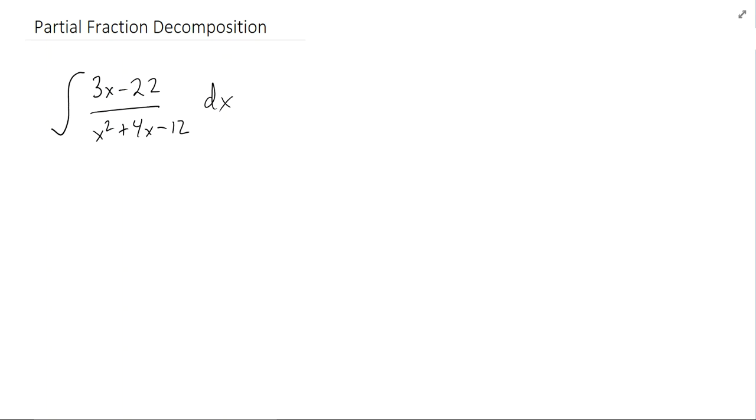want to do is, if we notice that the denominator factors, and all polynomial denominators will factor, I want to take that polynomial, 3x minus 22, over, I'm going to go ahead and factor the denominator. It should factor as an x plus 6 and an x minus 2.